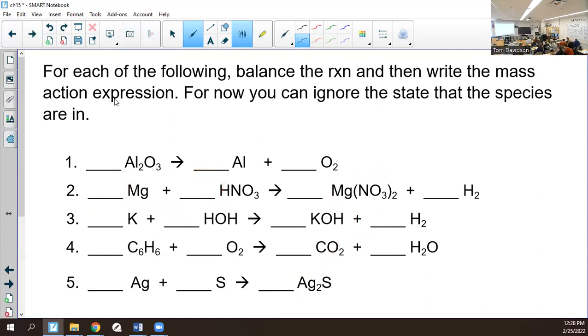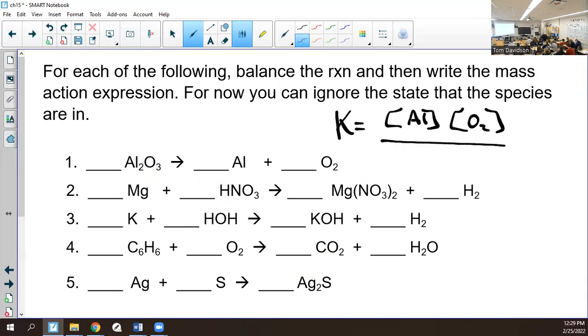Okay, here we go. Now, you don't need to do all 10 of these. Pick one of these and write the equilibrium expression. I'll do number one. K is equal to the concentration of Al raised to some number that I have to balance, and O2 raised to some number that I would get by balancing, divided by the Al2O3 raised to some number that I would have to balance. That's it. So you would have to balance it and then write the expression.